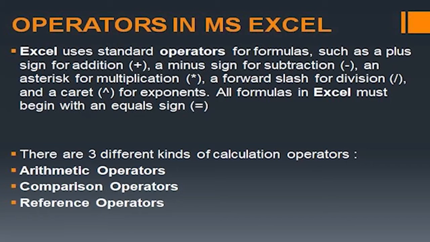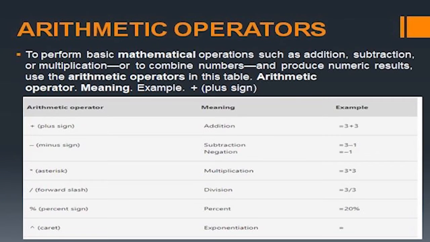There are three different kinds of calculation operators. First one is arithmetic operators, second one is comparison operators, third one is reference operators. First one, arithmetic operators. To perform basic mathematical operations such as addition, subtraction or multiplication, or to combine numbers and produce numeric results, use the arithmetic operators in the table.